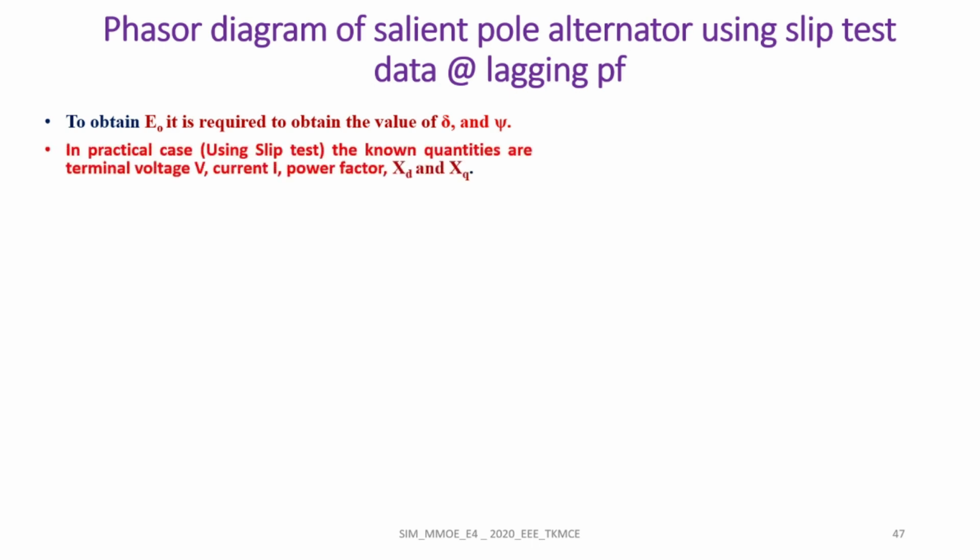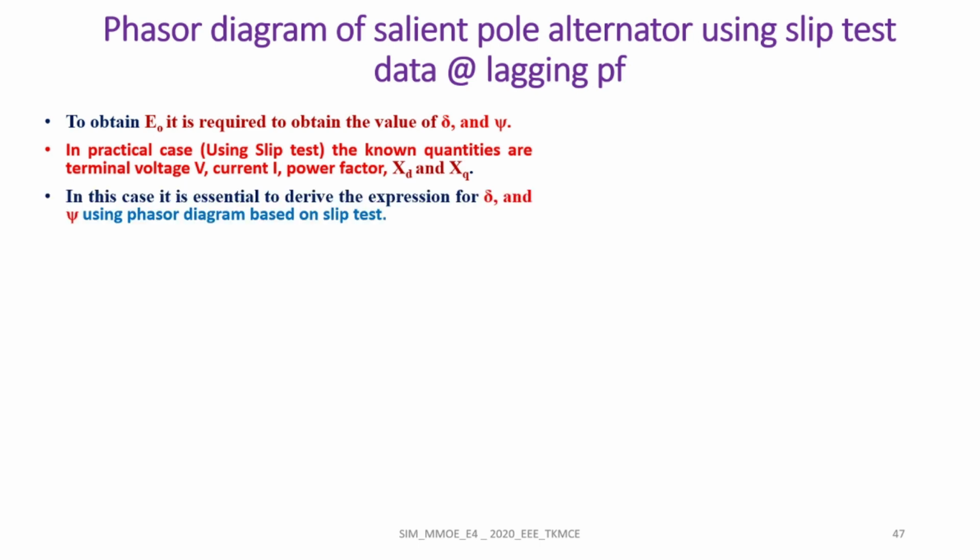So in the practical case, the known quantities are terminal voltage, current, power factor, XD and XQ. In this case, it is essential to derive the expression for load angle delta and internal power factor angle psi using the phasor diagram based on slip test data. Let the terminal voltage be the reference phasor, that is OA, and the armature current lags the voltage by a power factor angle phi.